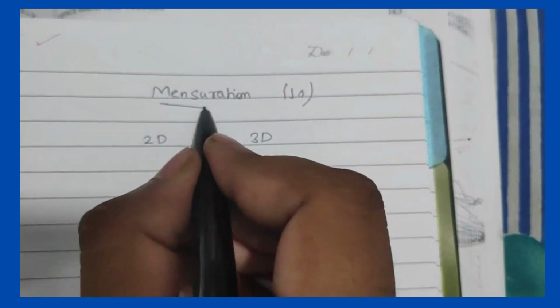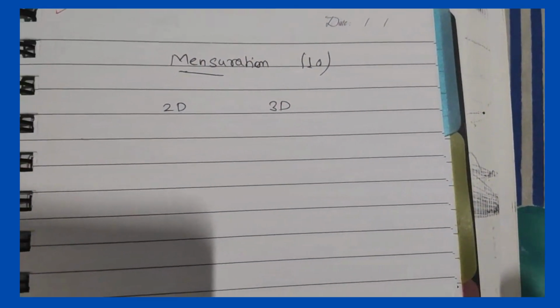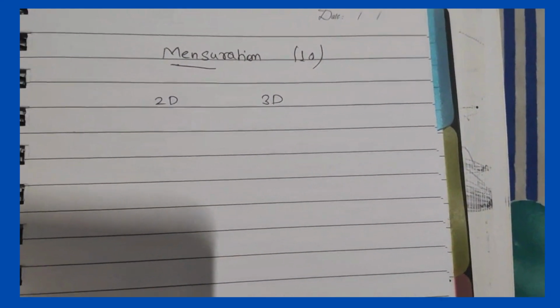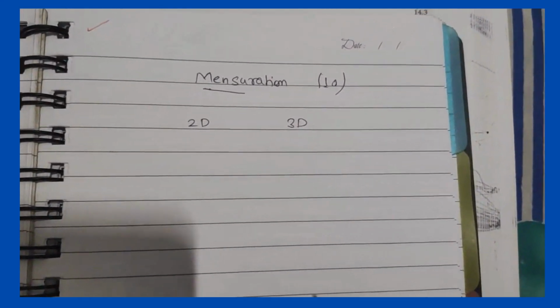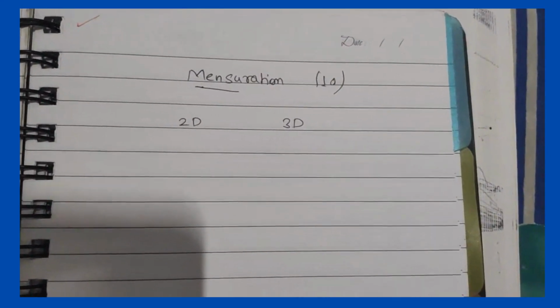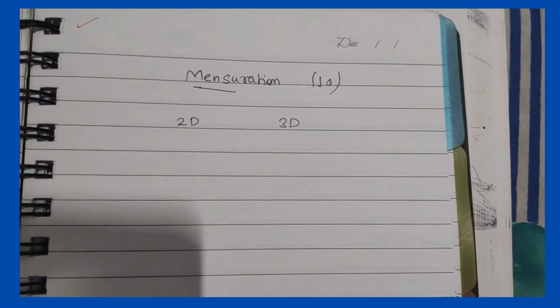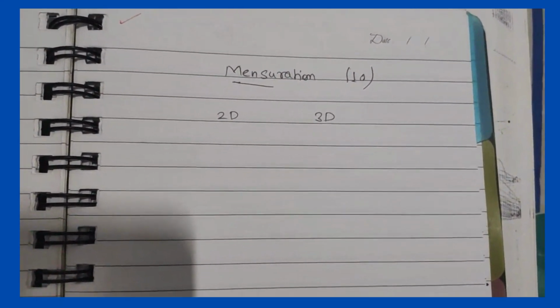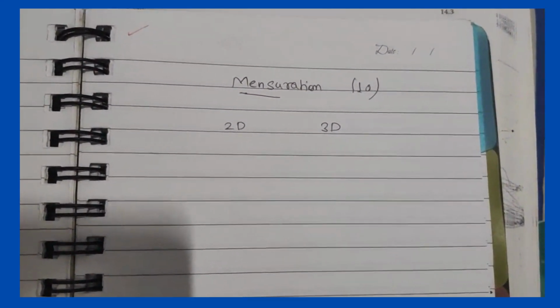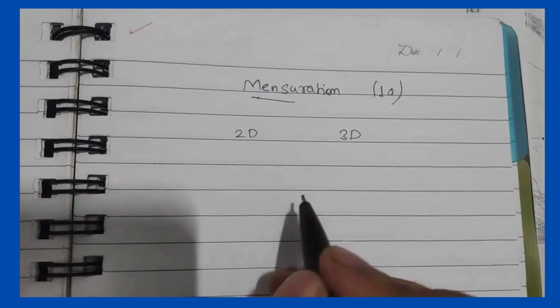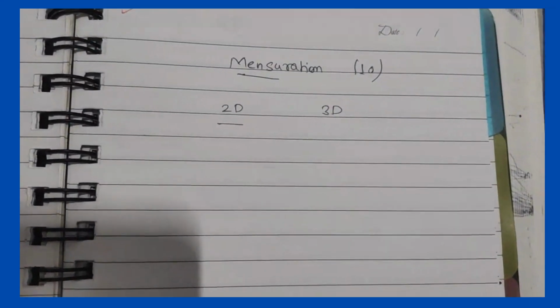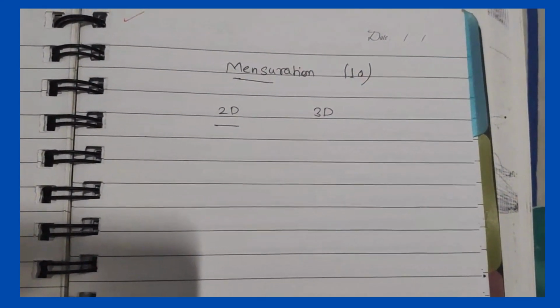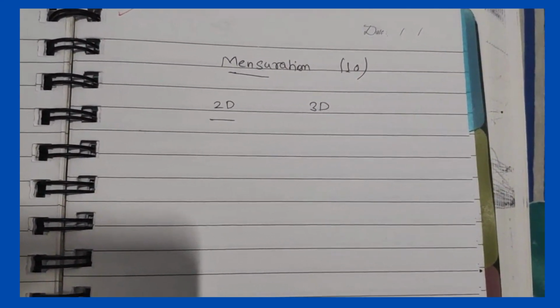In Mensuration, the word comes from measurement. Here we measure 2D and 3D figures, like standard figures. I am going with a very basic approach, like how we get the areas and how we get the volumes. So let's start with how the area comes and how it is calculated. Then we will go through the figures one by one. So let's see the 2D figures. 2D figures are those which can be drawn on paper, and they have only two measurements.